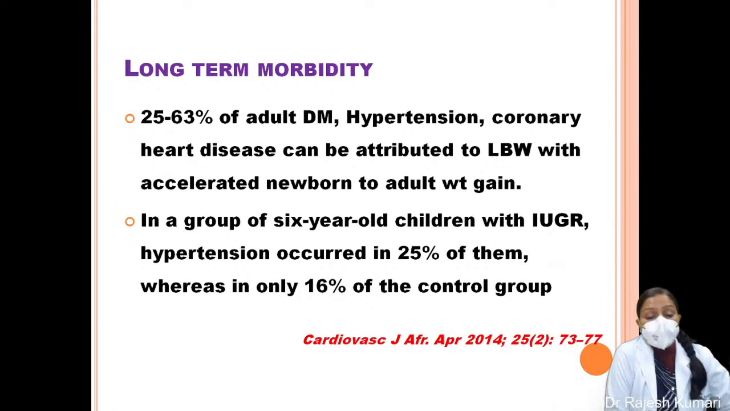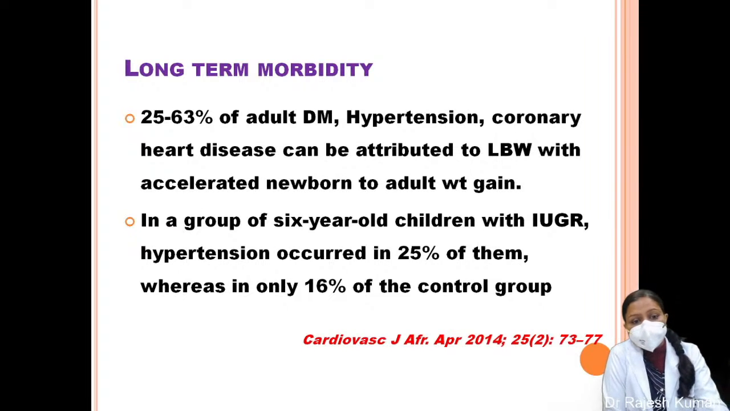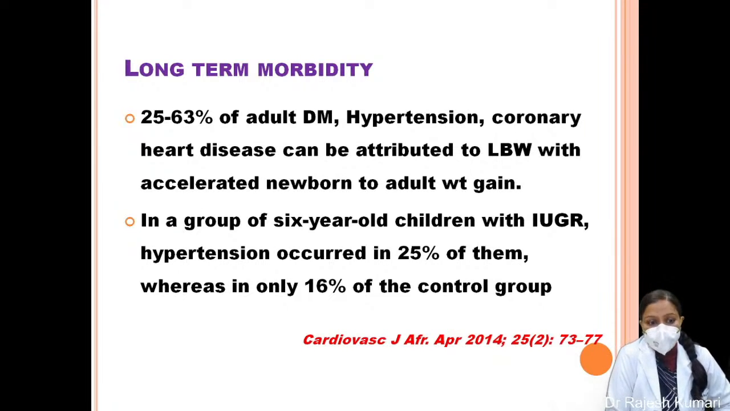Long-term morbidity: 25 to 63% of adult diabetes mellitus, hypertension, and coronary heart disease can be attributed to low birth weight with accelerated newborn to adult weight gain. In a group of 6-year-old children with IUGR, hypertension occurred in 25% of them, whereas only 16% of the control group.